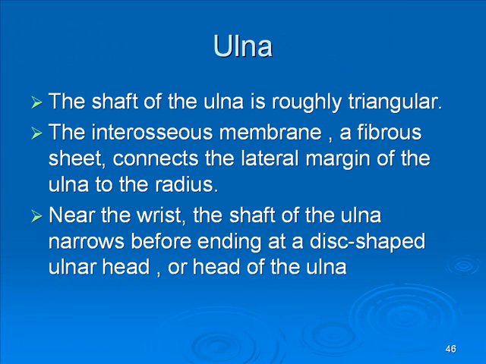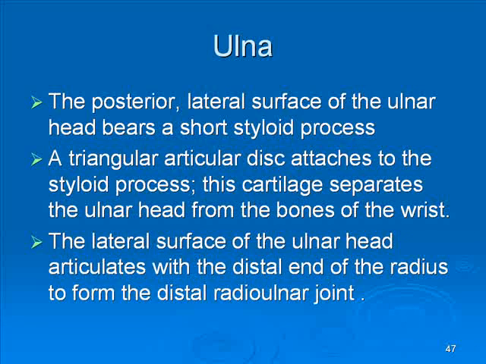There is a membrane, a fibrous sheet, that basically connects the two bones, the ulna and the radius. It's called the interosseous membrane. It's just a membrane because those two bones run parallel to each other. The membrane connects the two bones and sits in between.